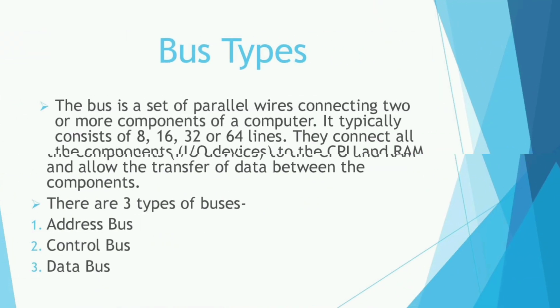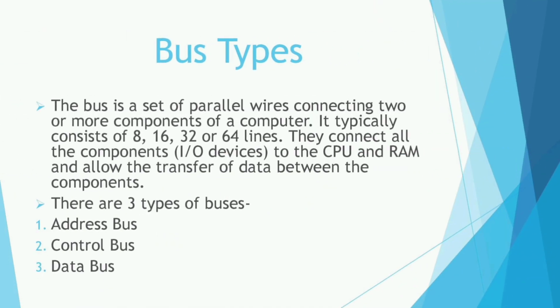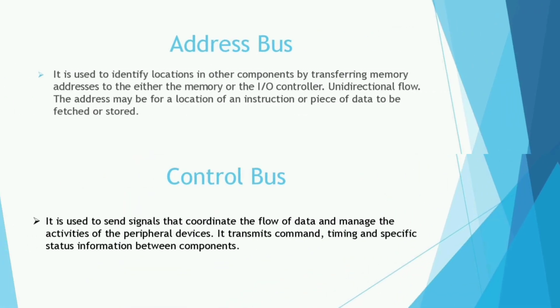Hey everyone, this is Aditya and my roll number is 34. I shall be explaining the types of bus. The bus is a collection of lines. The bus is a set of parallel wires connecting two or more components of a computer. Typically, it consists of 8, 16, 32 or 64 lines. They connect all the components, input output devices, to the CPU and the RAM. Also, they allow the transfer of data between the components. There are three types of buses. The first is the address bus, the second is the control bus, and the third is the data bus.